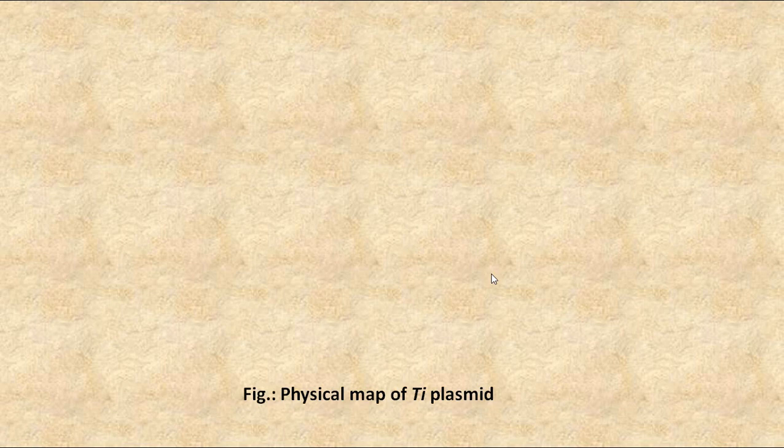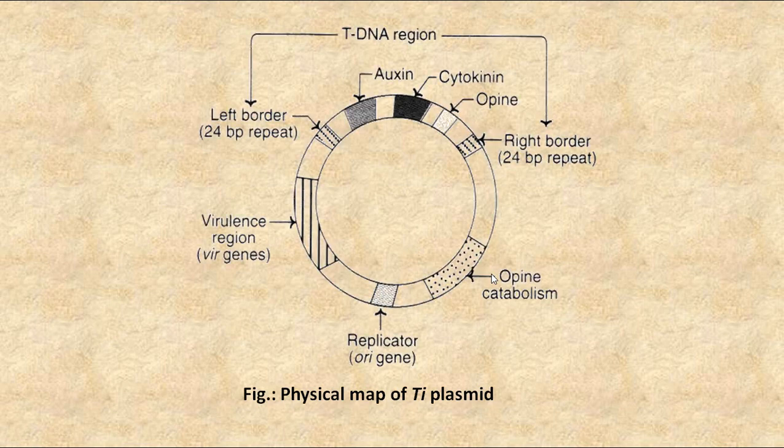Let's see the physical map of the Ti-plasmid. Now this is the Ti-plasmid having the ORI gene in the replicator region, and VR genes in the virulence region, which lies outside the tDNA region. These VR genes are responsible for mobilization of tDNA of Agrobacterium to plant cells. The region from left border to right border is called the tDNA region, which consists of auxin, cytokinin and opine regions. The left and right borders are 24 base pair repeats.